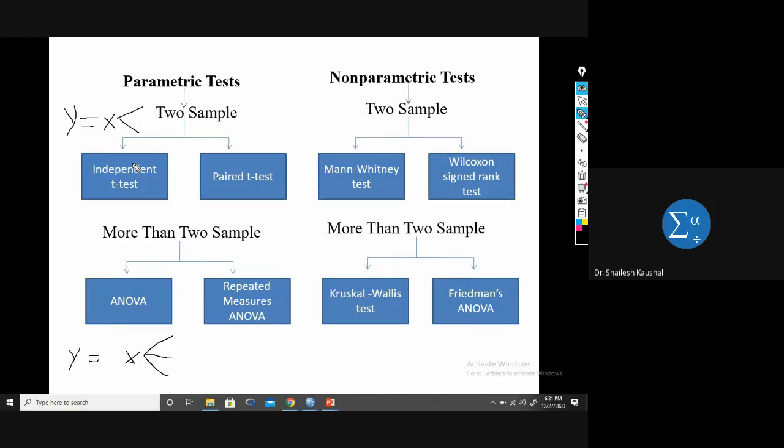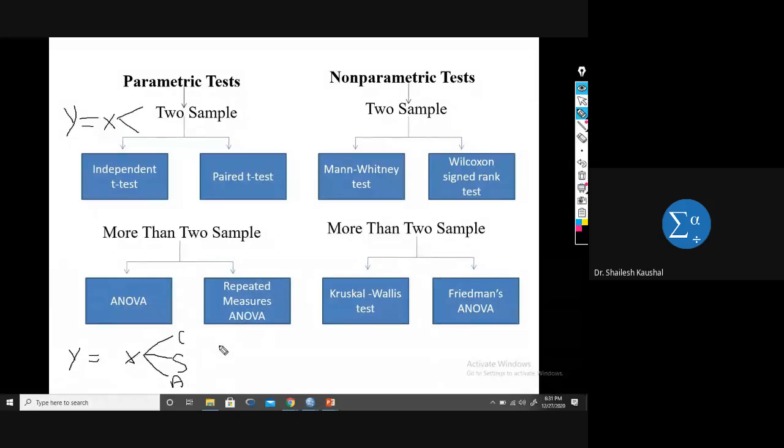If I divide my sample on the basis of education background, means science stream participants, commerce stream participants, and arts, means commerce and science and arts. So here I am comparing several means, more than two means. So here I will use analysis of variance.